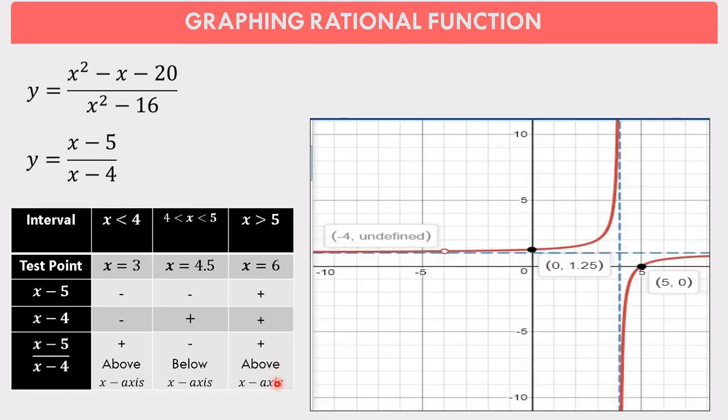So we will graph. We have the asymptotes, 1 and 4. This one. Then the intercepts, (0, 5/4) and (5, 0). Okay? So the hole is this one. Okay? So this is the graph of the rational function x squared minus x minus 20 over x squared minus 16.